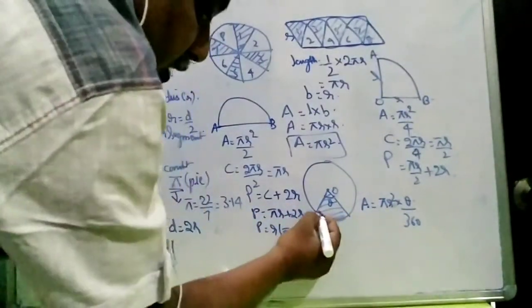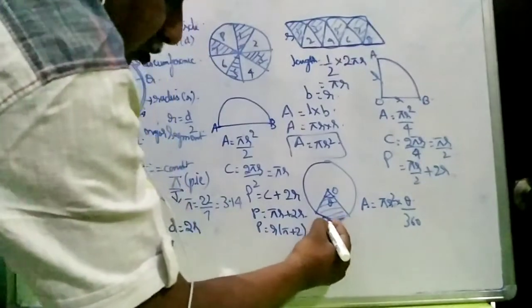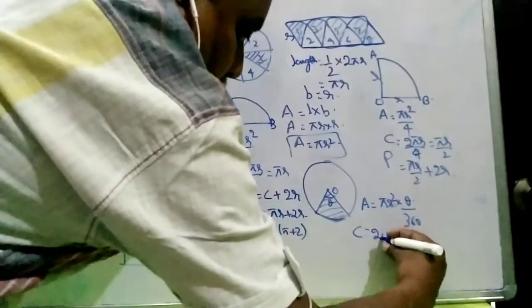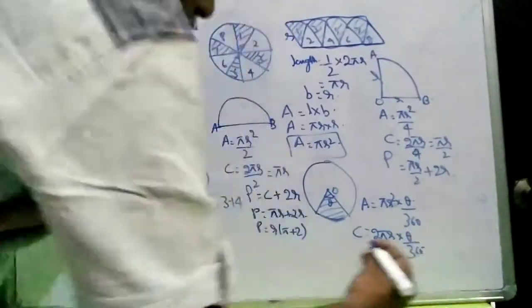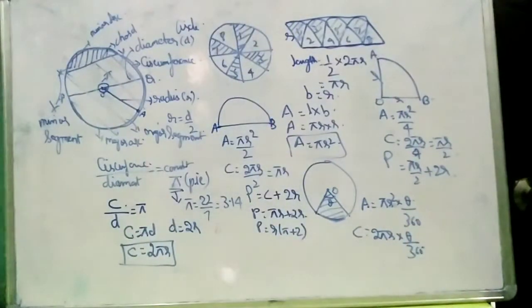If we have to find only the curve part, meaning the circumference part of this, then C is equal to 2 pi r into theta upon 360 degrees.